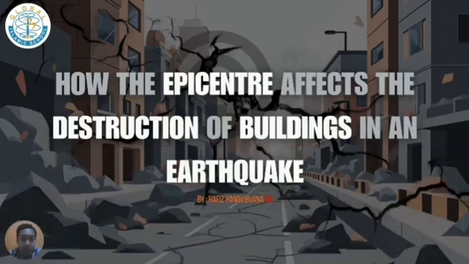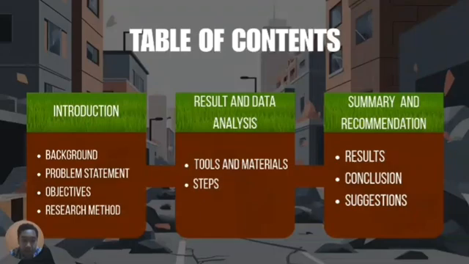Today I'm going to present to you my science project, How the Epicenter Affects the Destruction of Buildings in an Earthquake. The table of contents are first the introduction, which has the background, problem statement, objectives and research methods, result and data analysis, tools and materials and steps, and finally the summary and recommendation, which includes results, conclusion, and suggestions.